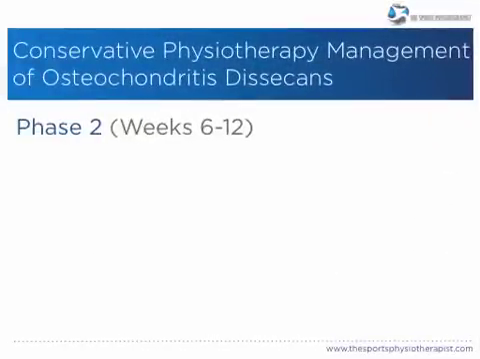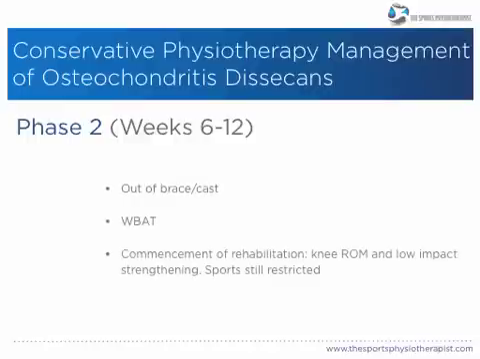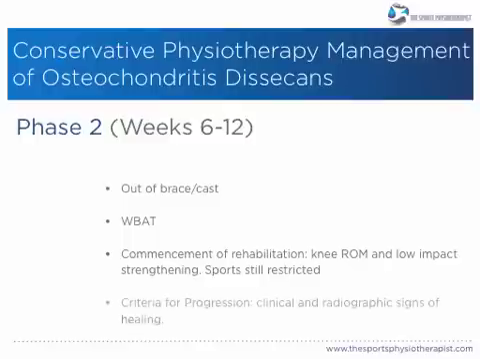Phase 2, generally between weeks 6 and 12, the patient is out of the cast or brace, they are weight bearing as tolerated, and you can commence rehabilitation, which includes knee range of motion and low impact strengthening. At this stage, sports are still restricted. Criteria for progression include clinical and radiographic signs of healing.